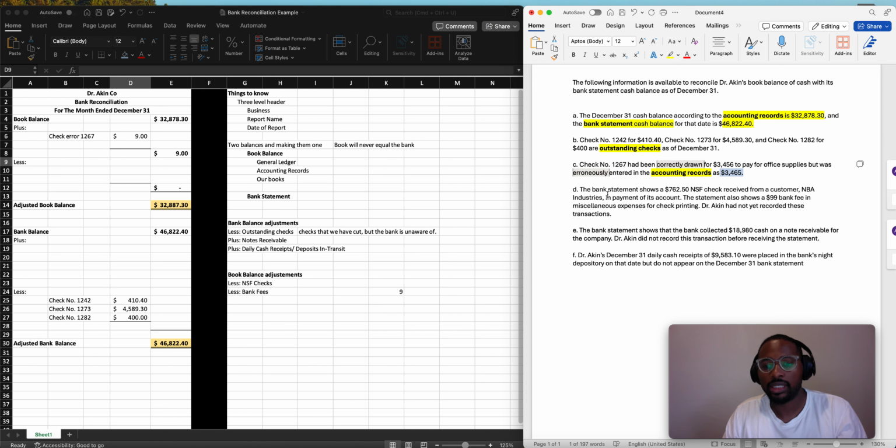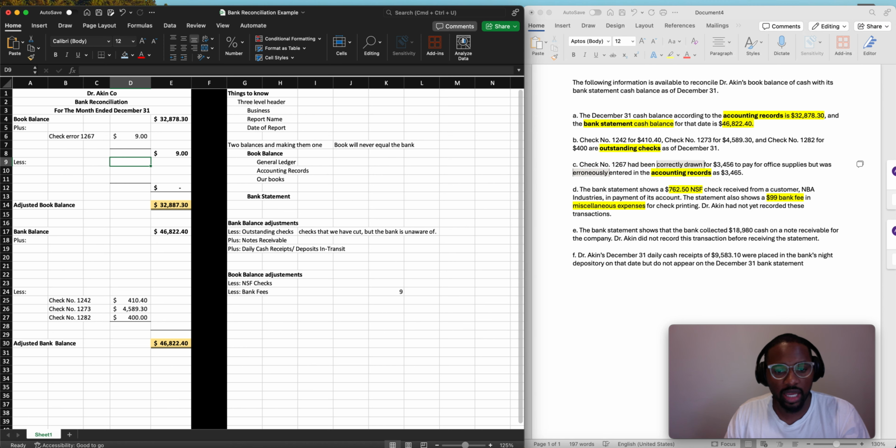So, all right, it says the bank statement, so we're good. The bank statement shows a $762.50 NSF check received from a customer, NBA Industries, in payment of its account. Okay, so that's one. Then the statement also shows a $99 bank fee in miscellaneous expenses for check printing. All right, so what's happening here? So there's two things. Number one, it looks like we were given an NSF check.